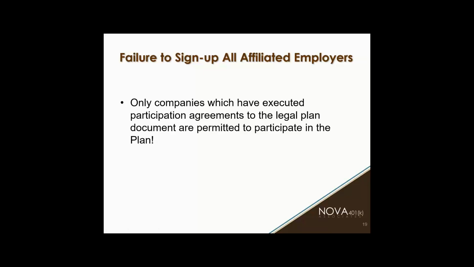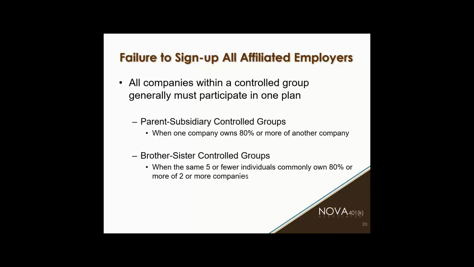Failure to sign up all affiliated employers, sorry about that. Another thing to keep in mind, only if you have more than one company in your control group, which we'll define in a moment, but you may have subsidiaries, other companies that are related to the company that actually has the plan. The way our documents are, you have to sign up all those extra companies. If they have not signed up using a participation agreement, they're legally not able to participate in your 401k plan. So if there are other companies, make sure that they have participation agreements.